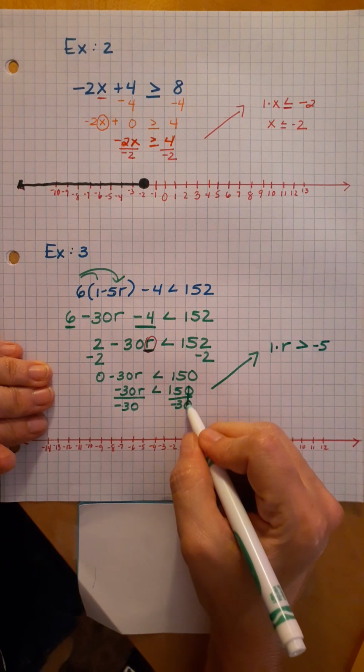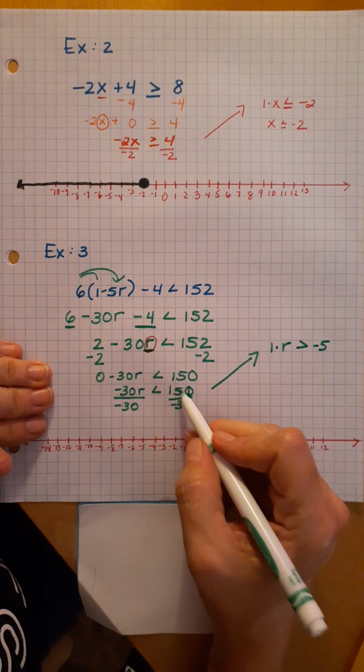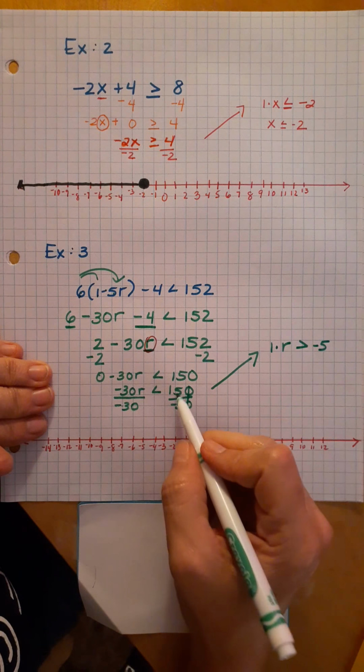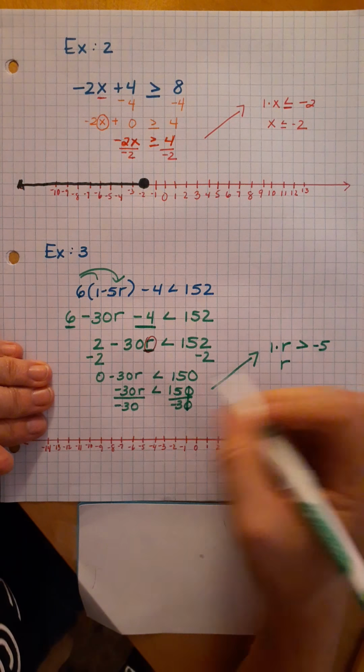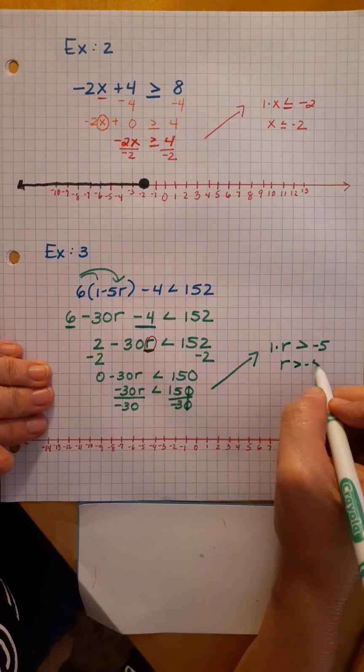If you want to think of it, you can cancel out those two zeros. 15 divided by 3 is 5. One's positive, one's negative, negative 5. r, make sure I flipped it, is greater than negative 5.